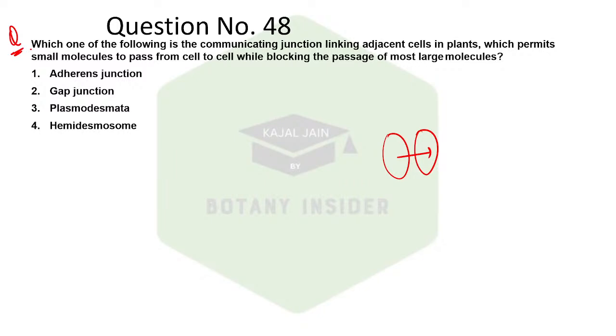The question is, you need to find the name of the communicating or linking junction which links two adjacent plant cells and helps in small molecule movement. Simple answer. Answer is option C. Very, very simple question. Excellent. All of you got the question correct.